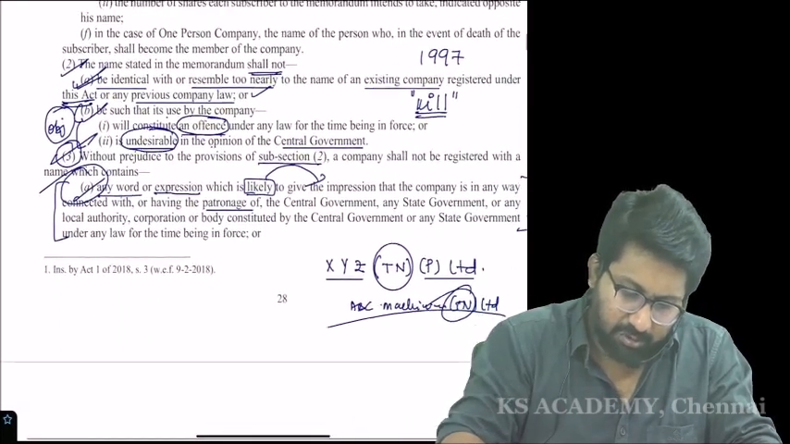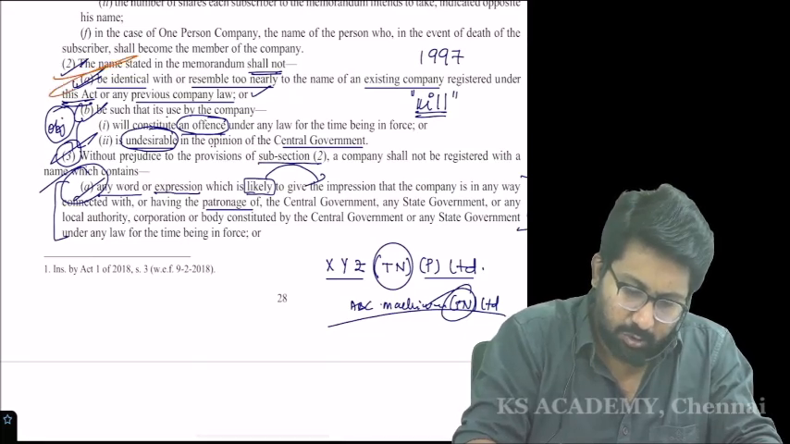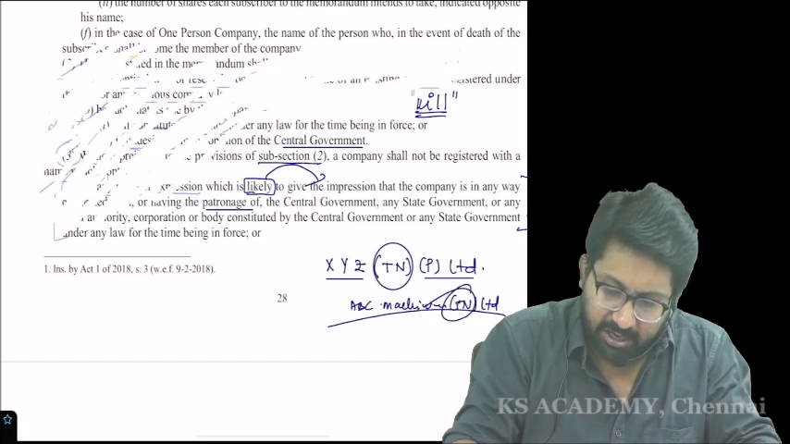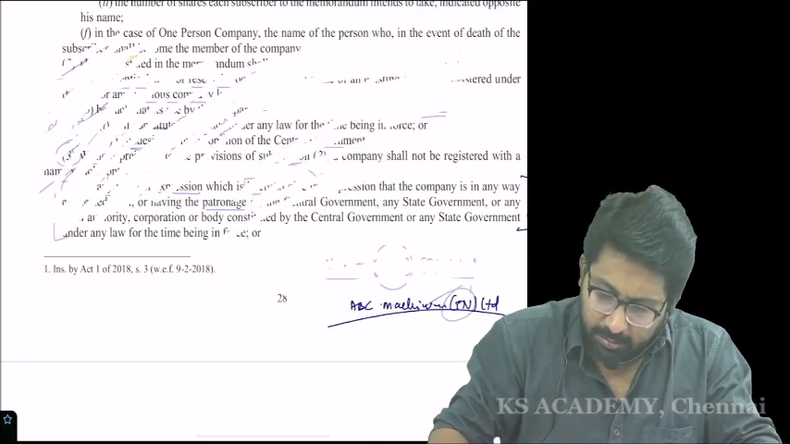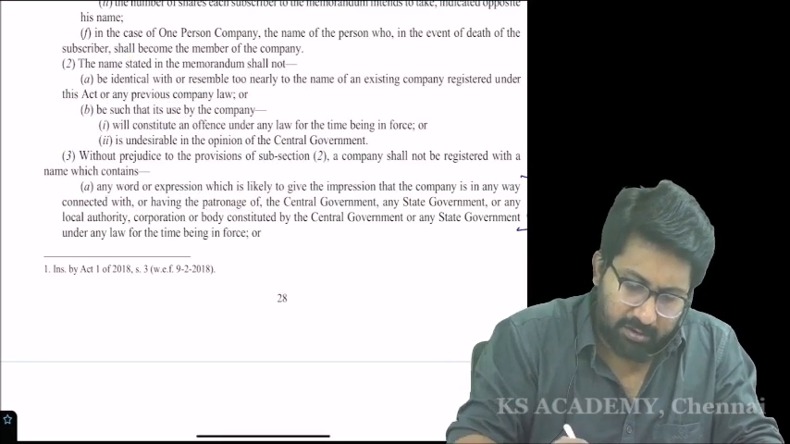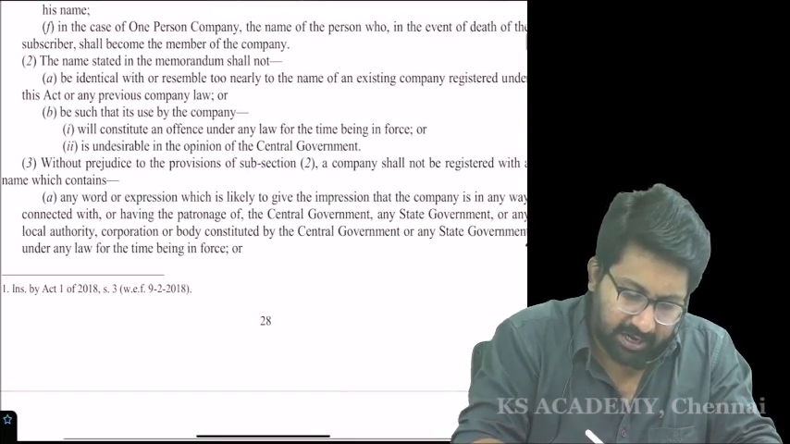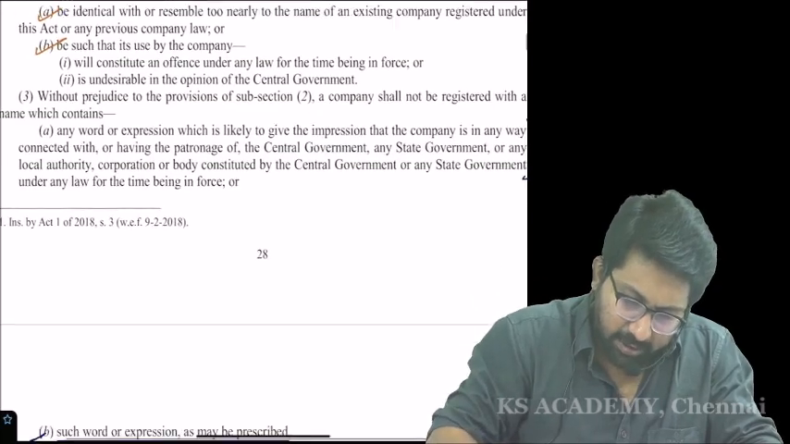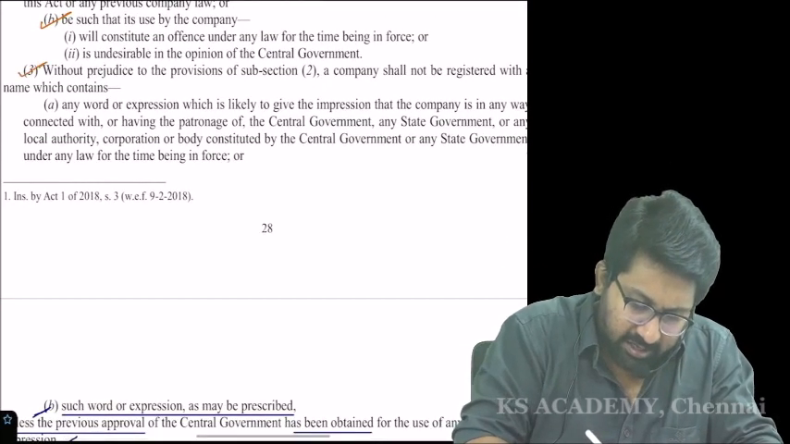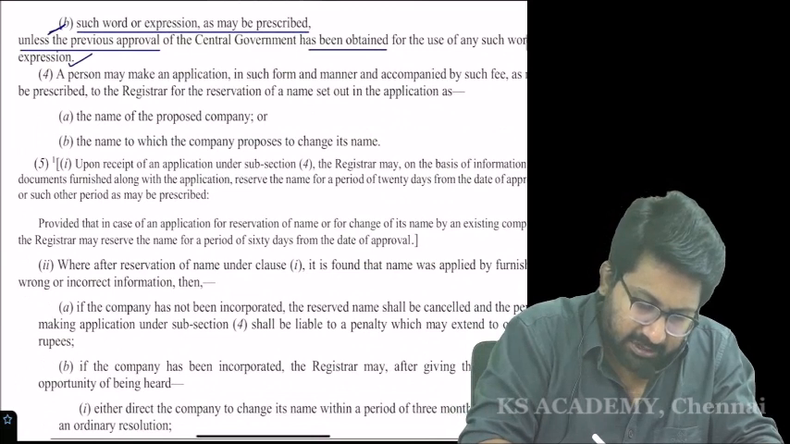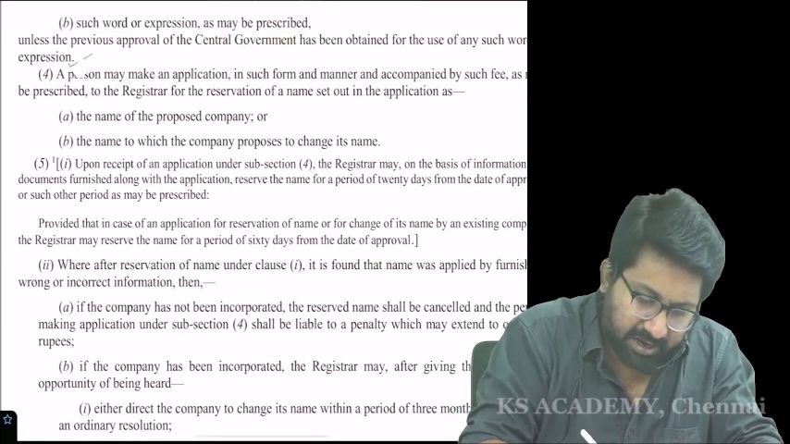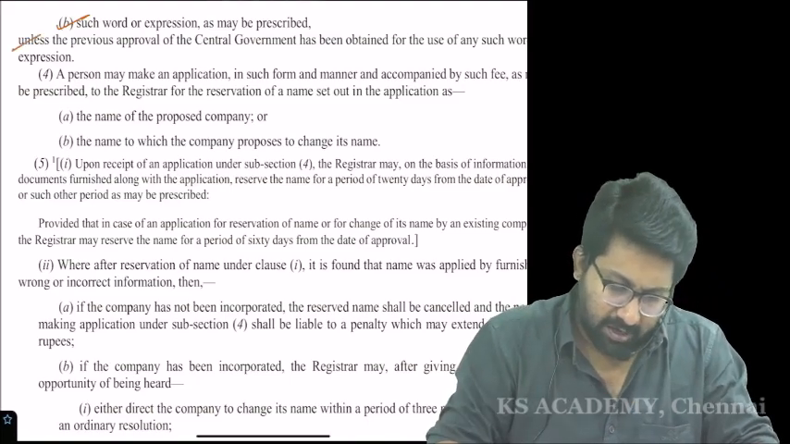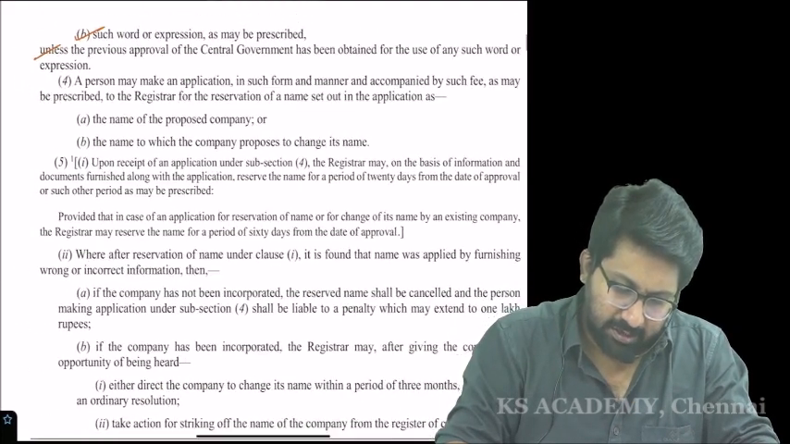Next we came to subsection number 2. Not only subsection 2, we also completed subsection number 3. The name stated in the memorandum shall not be identical. All these things are said in 2, 2A and 2B. After that 3, 3A also we completed, 3B also we completed. Yes or no everyone? 3B also over. So now let us understand the next concept.